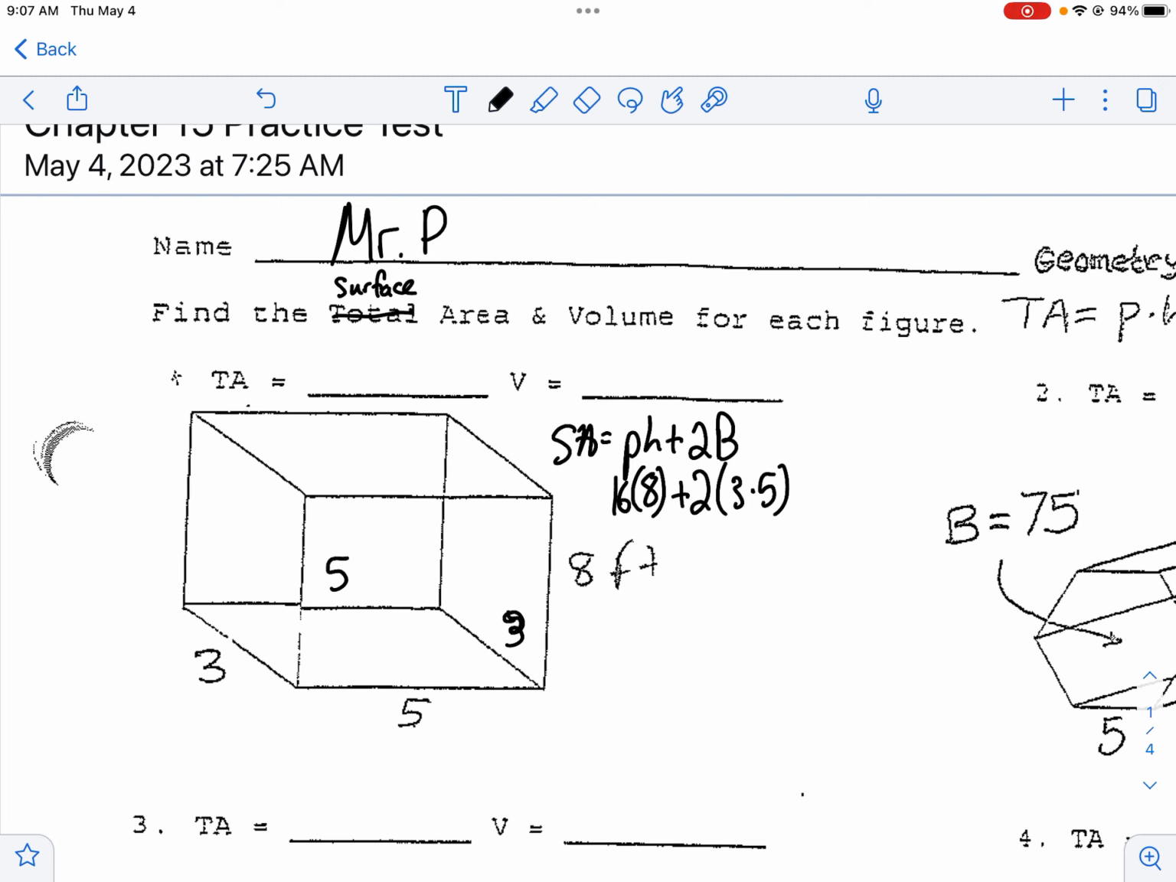Should get 158. And that is in feet squared for your surface area. Your volume is just going to be area of the base times the height. So that's going to be 15 times 8, which is 120 feet cubed. I'm probably not going to write out all the formula every time, but I'll write out the numbers.